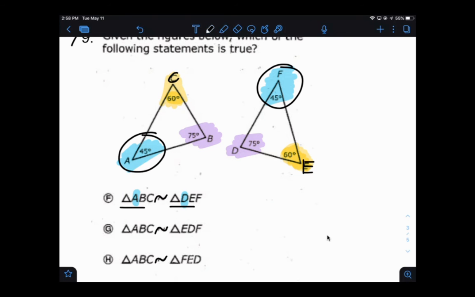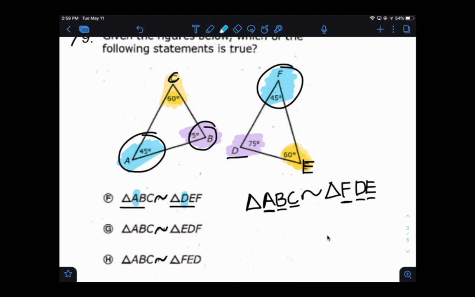Our triangle should look like triangle A, B, C. If you look at it, it is corresponding to triangle, and I go, okay, A is corresponding to F, right? They have to match in corresponding angles. Then I have B. B is corresponding to D, right? That's the order that I need to have. And then C is corresponding to E, right? So our triangles must be listed in that order: A, B, C, and then F, D, E.